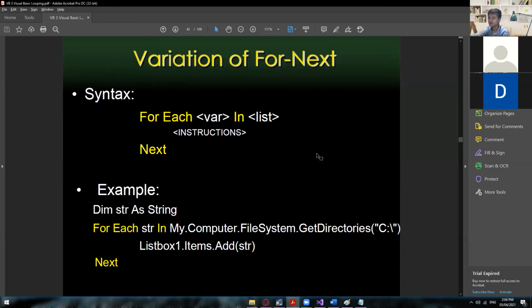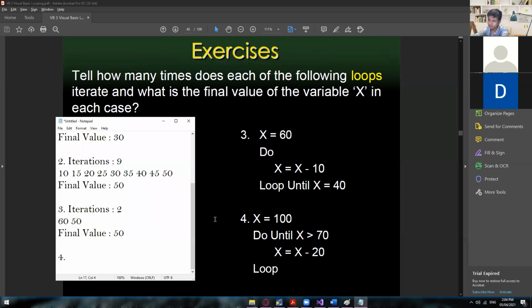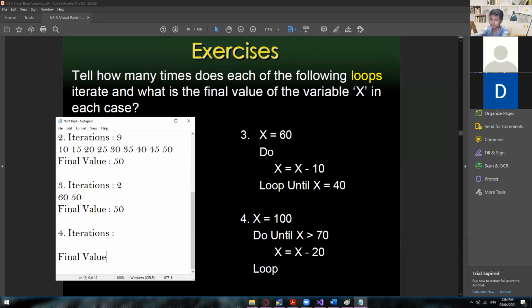Alright, so where are we now? Okay, number 4. So we are still using until. Again, it will only iterate if we have a false statement. So 100, and then the final value.